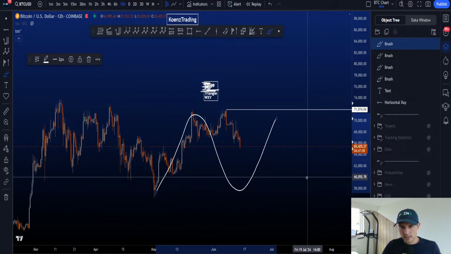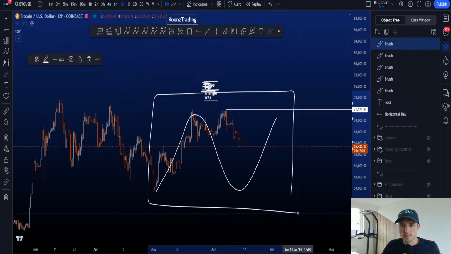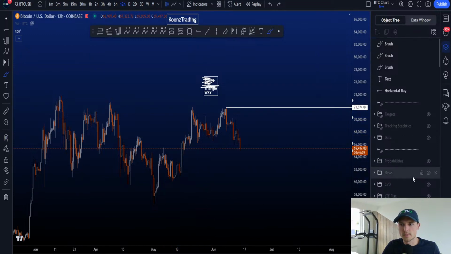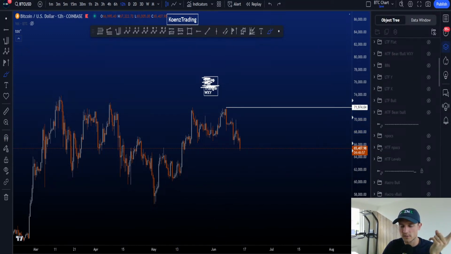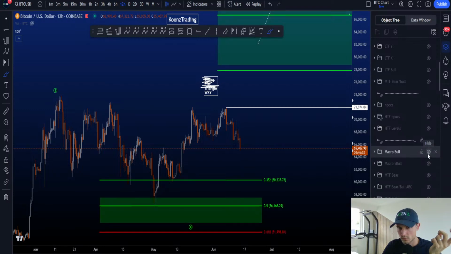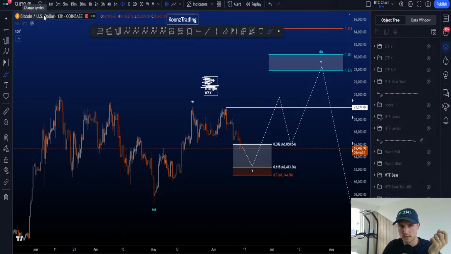Now that then means that this WXY, right, has to be part of a bigger structure if we do count this correctively. Now that bigger structure I so happen to have is, let me have a look here. I gotta find this one.